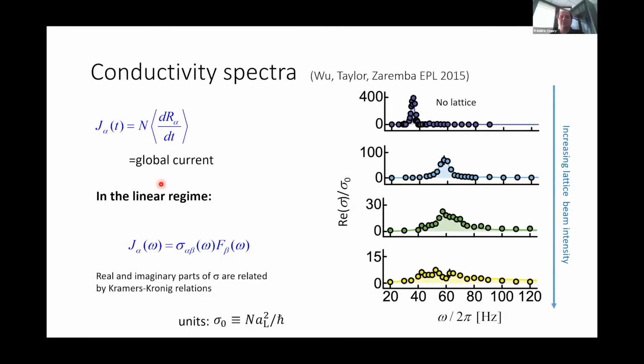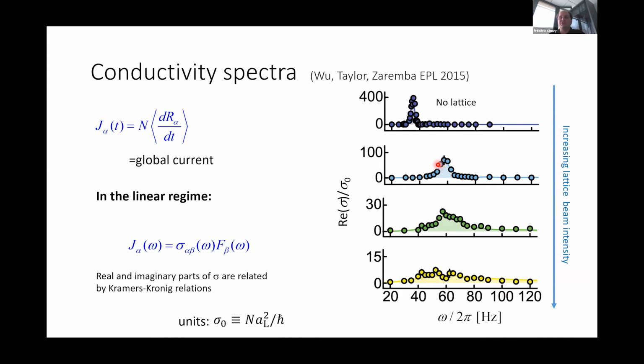So this is the kind of result that you obtain if you look at the real part of the conductivity, so what we usually call the conductivity. Here, if you don't have any lattice, you have a peak here, and this peak is just the resonance of the atoms at the frequency of the harmonic trapping, the global harmonic trapping in which they are confined. And now if you change the lattice beam intensity, you see that both the position and the global form of the peak change.